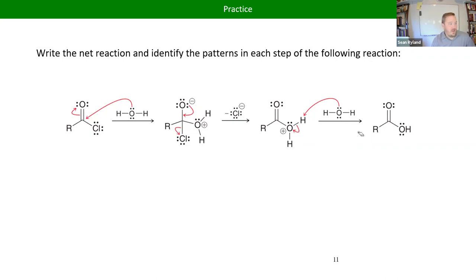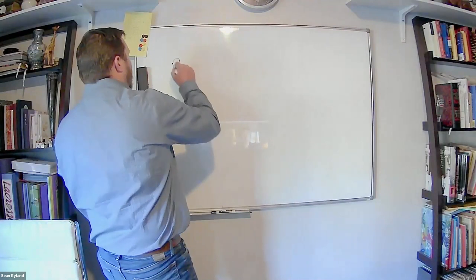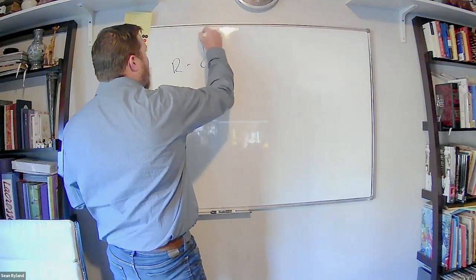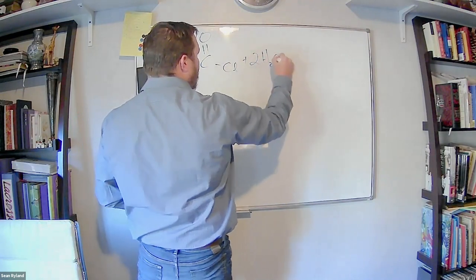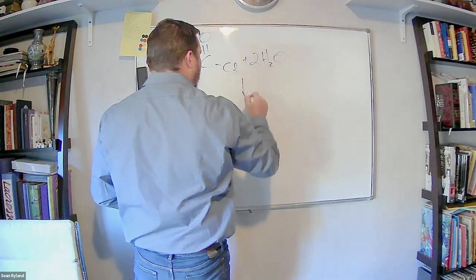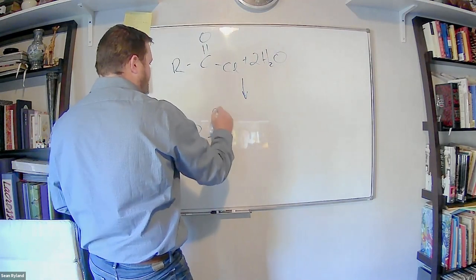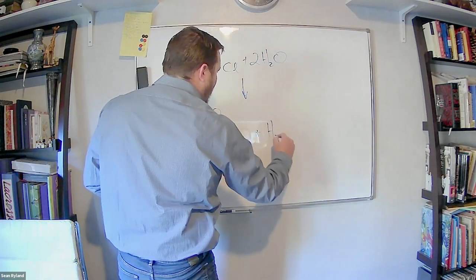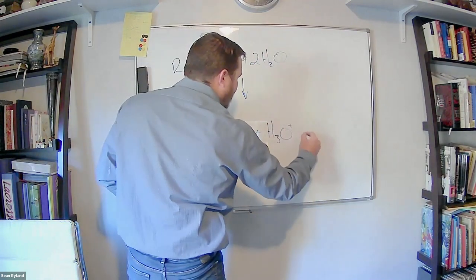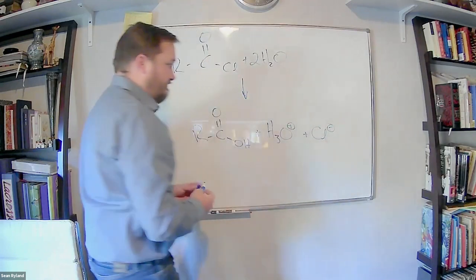So our net reaction would be our acyl chloride plus two waters will turn into the carboxylic acid plus H3O plus, and don't forget that chloride that was there.